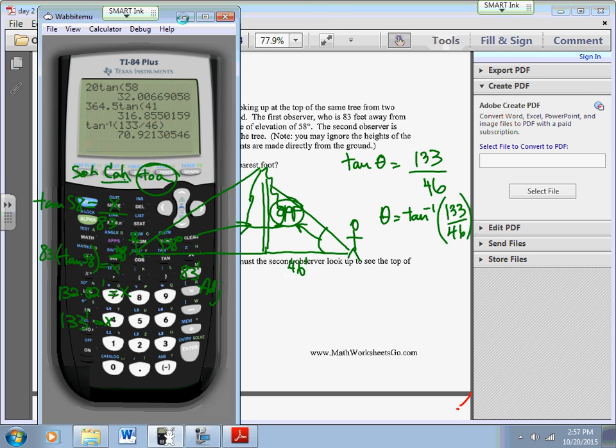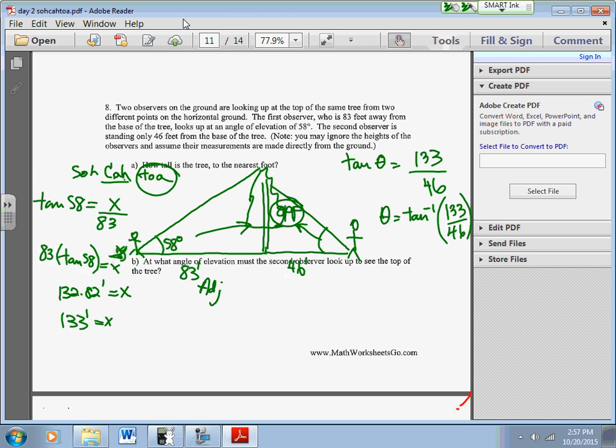Alright. 70.92. Does this make sense? That the person is closer to the tree, so his angle of elevation is going to be even higher than the person further away from the tree? Yeah?